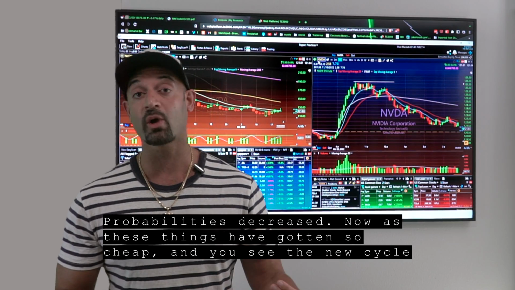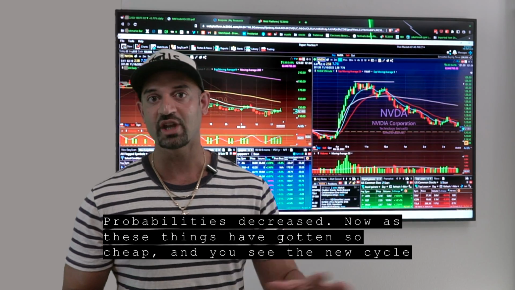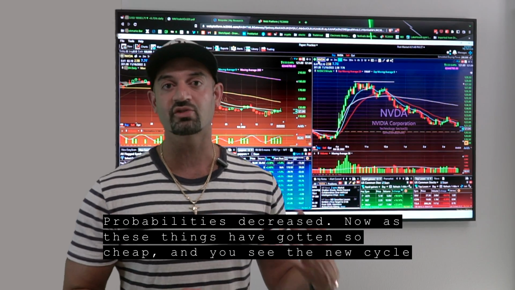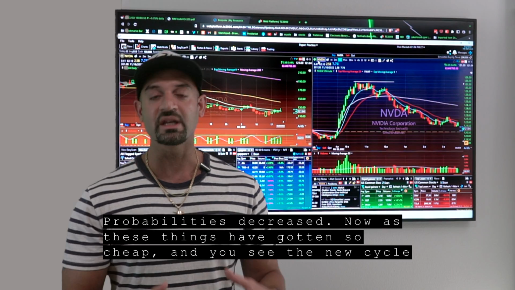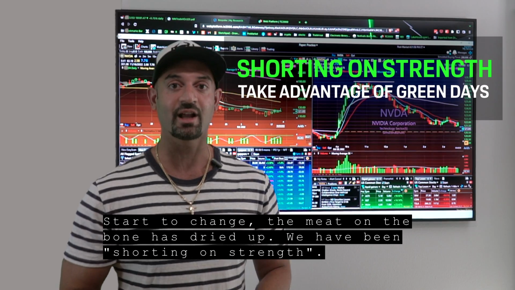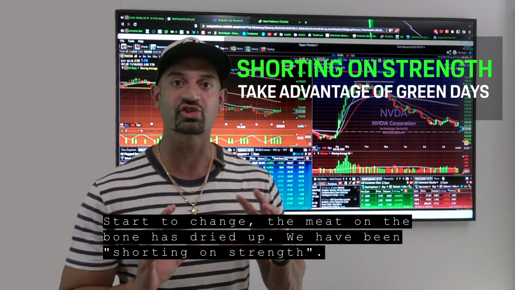It was a very high probability setup to short gap downs and things of that nature in January, February, March, even June. But now as these things have gotten so cheap and you're starting to see the news cycle start to change, the meat on the bone on the short side on that particular setup has dried up. So what we have been doing is shorting on strength.